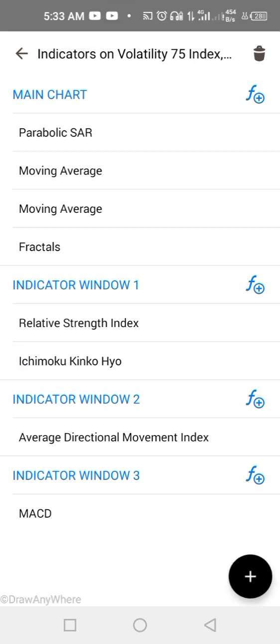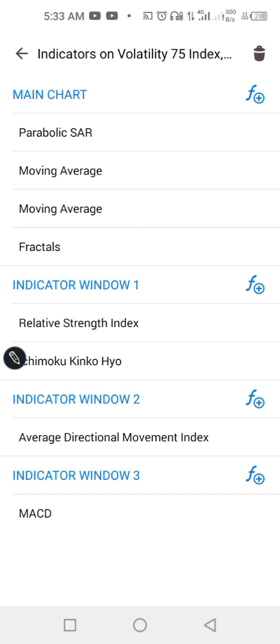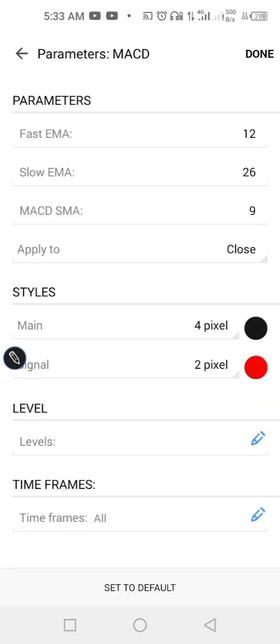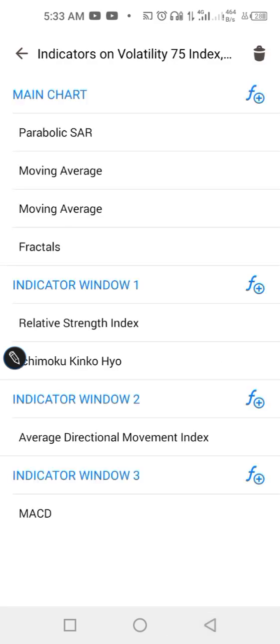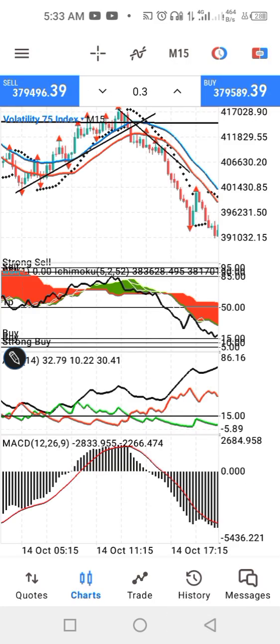And in our indicator window 3, we have our MACD. The fast EMA is 12, the slow EMA is 26, and the MACD SMA is 9. You choose the color of your choice. That's it. So these are the indicators. These are your main charts.